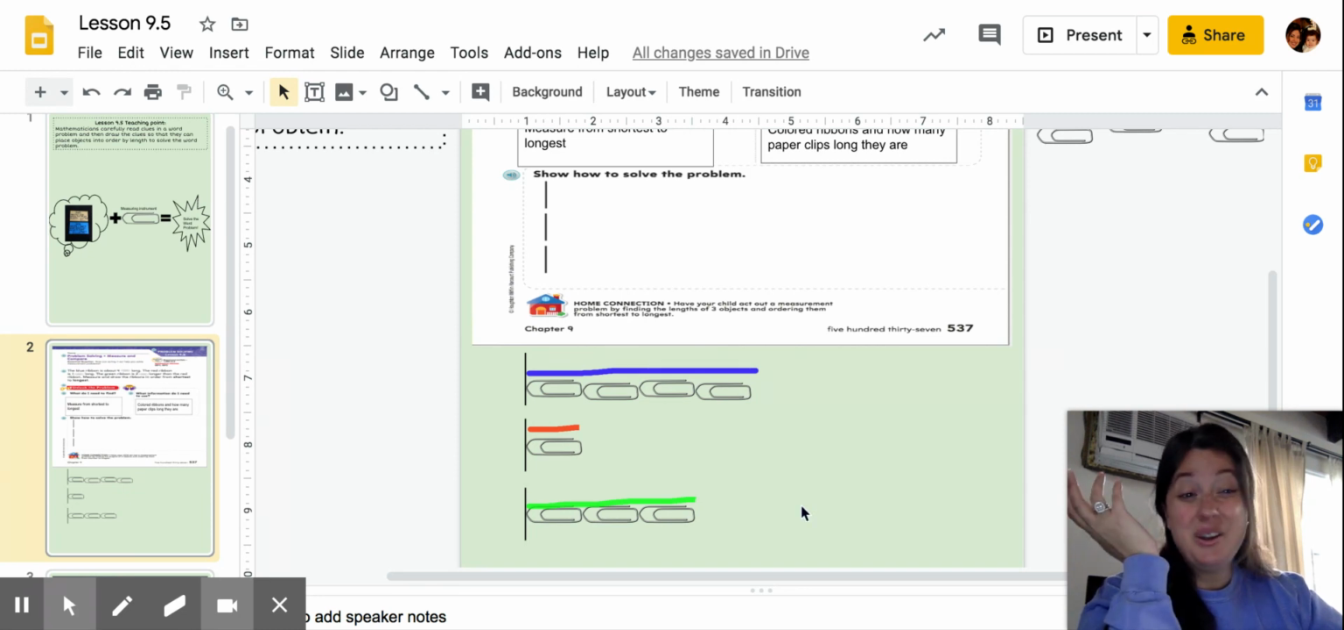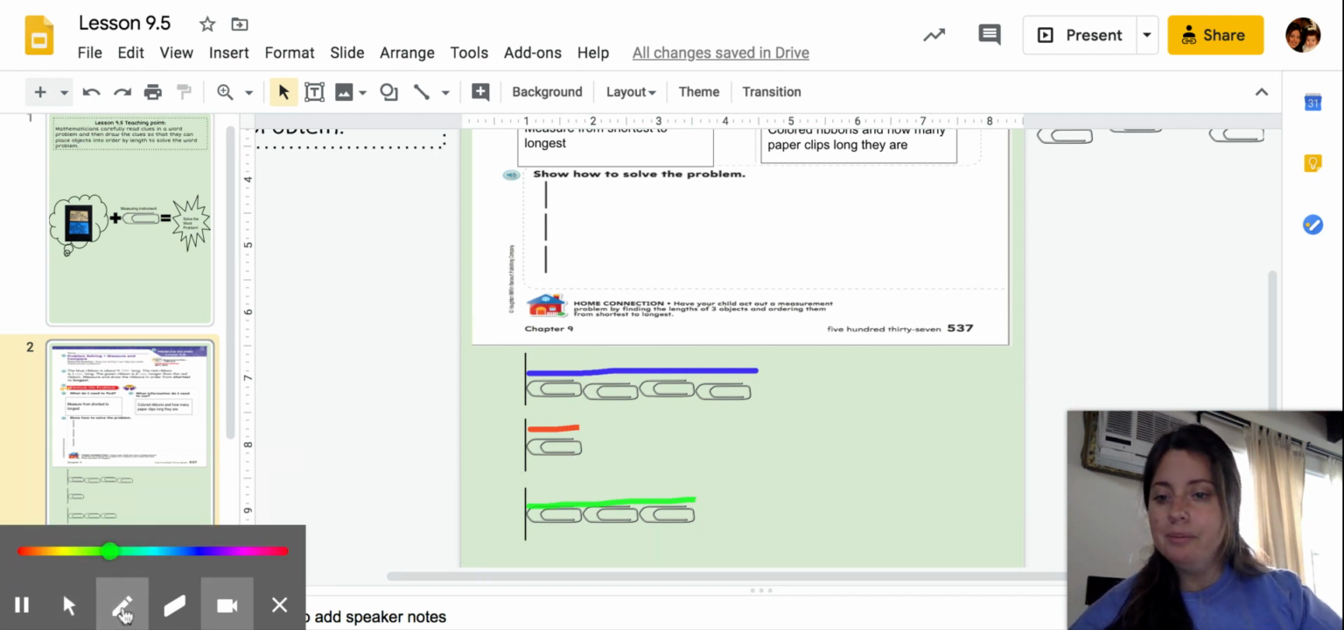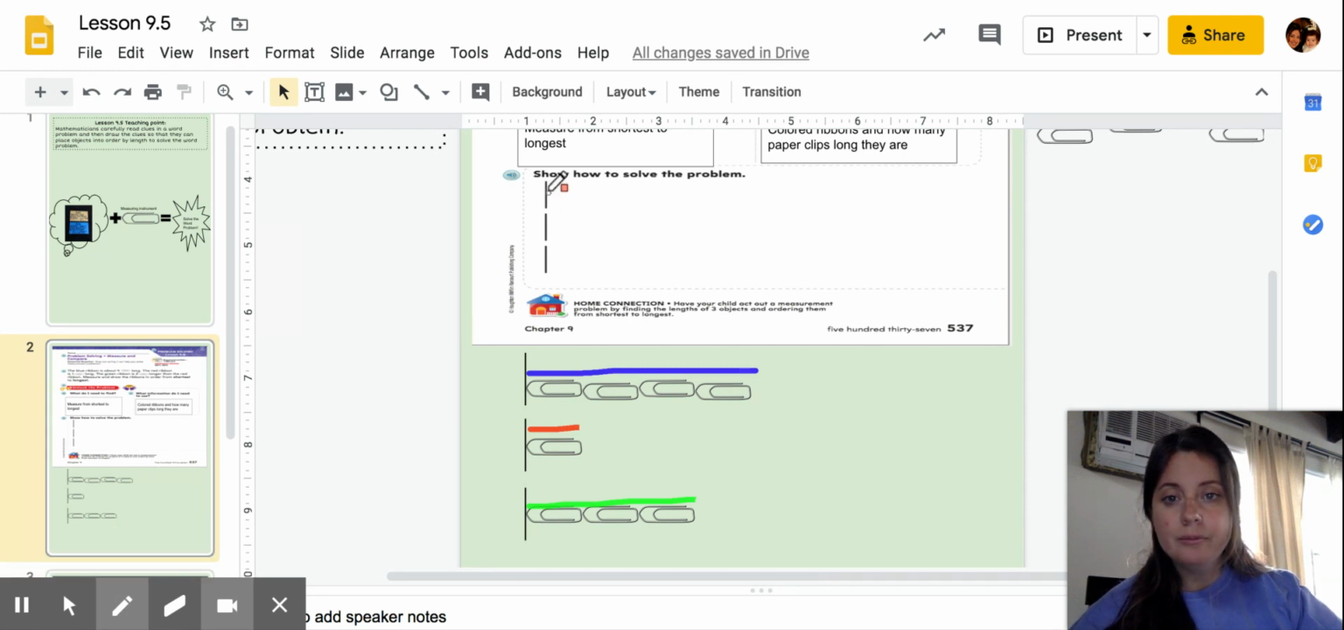If you said no, you're right. This is not shortest to longest. But it is helpful because now I can draw in here what is shortest to longest. So what is our shortest one? The one with red. So I'm going to take my red and I'm going to draw a short line.